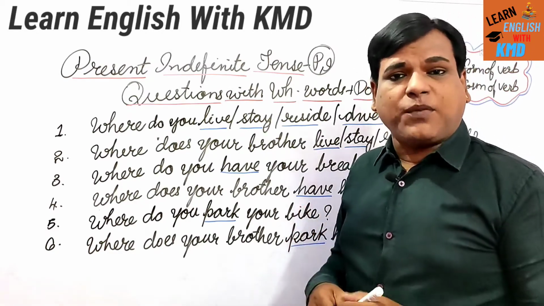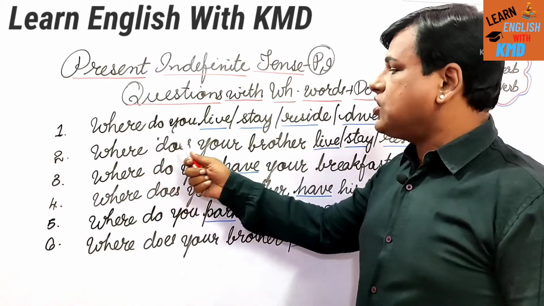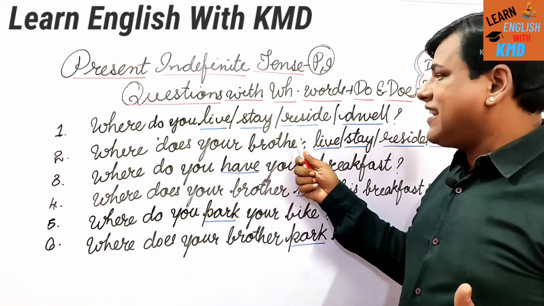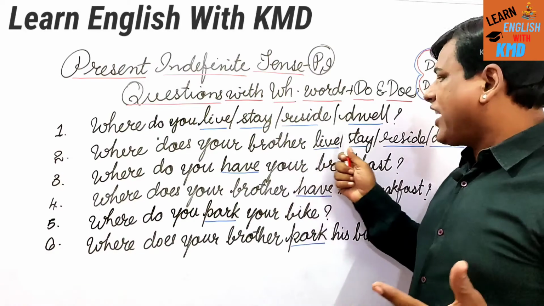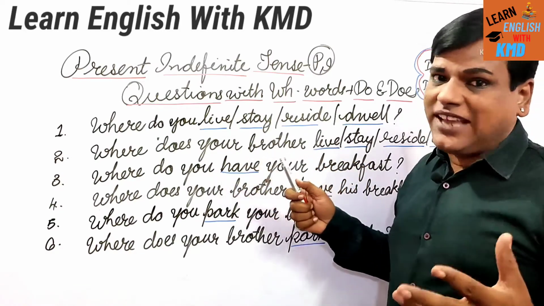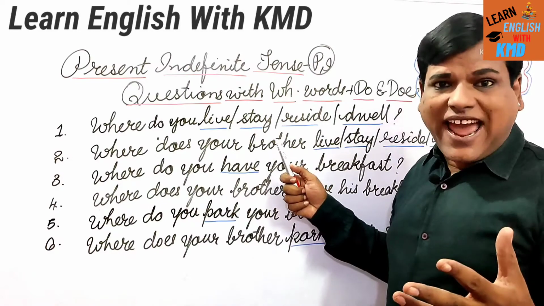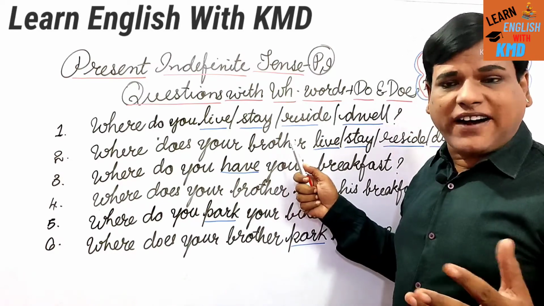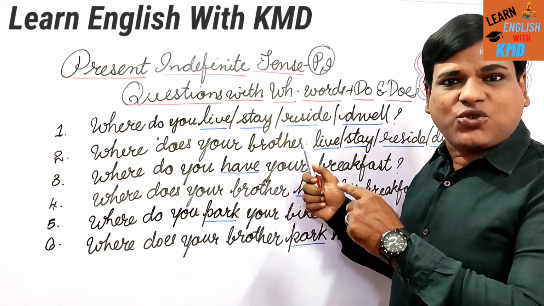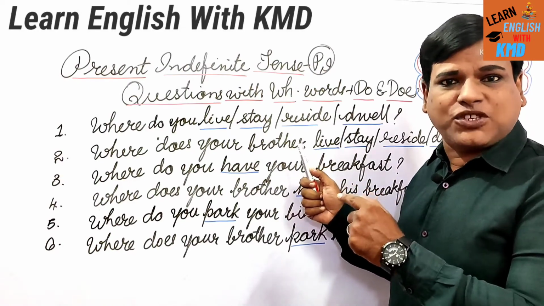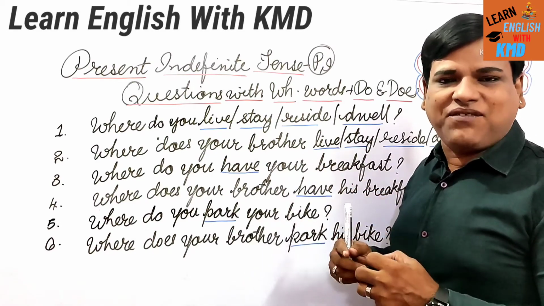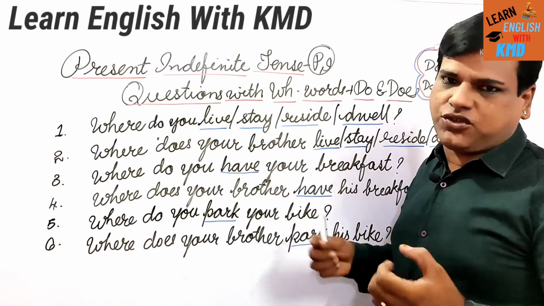Here comes question number 1. Where do you live? Or it can be stay, or it can be reside, or it can be dwell. So the question is, where do you live? Where do you stay? Where do you reside? And where do you dwell? So that's the written English track, the way we write English. Here comes the spoken English track of that question. Where do you live, where do you stay, where do you reside, and where do you dwell.